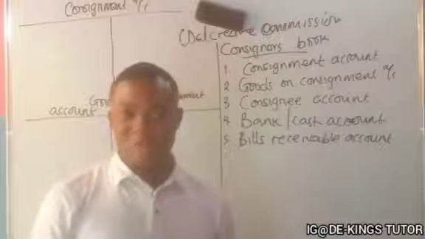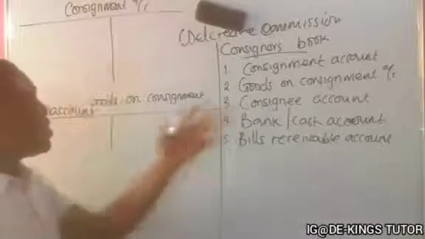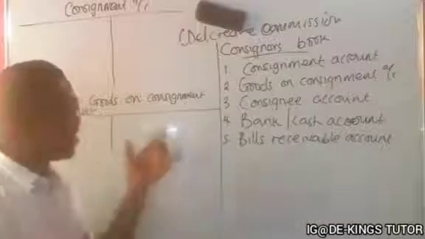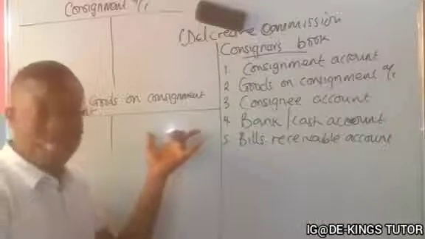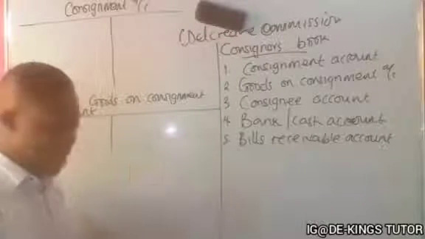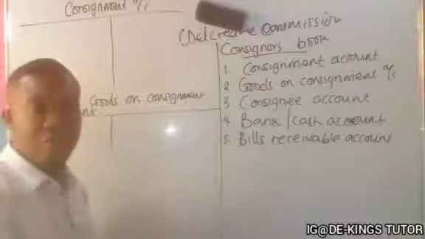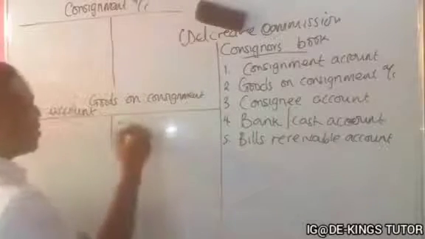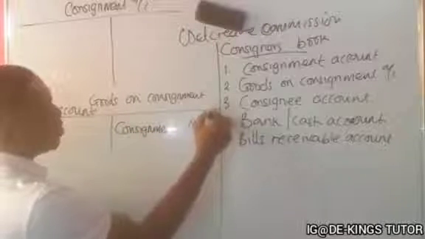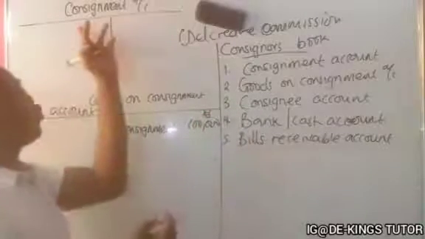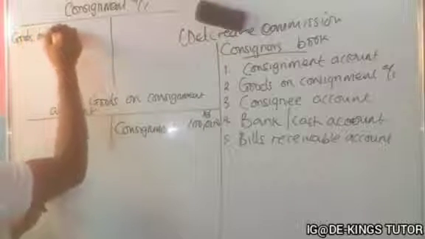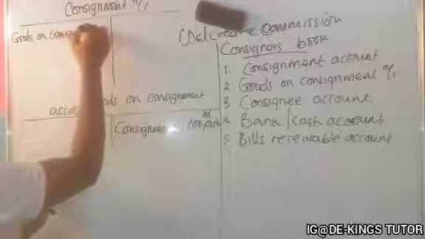Once the consignor sends goods, the goods on consignment account will be credited with the amount of the goods, because it is going out. So if he sends goods worth, let's say, 100,000, right here, goods on consignment 100,000, and the corresponding entry comes to the consignment account, 100,000.